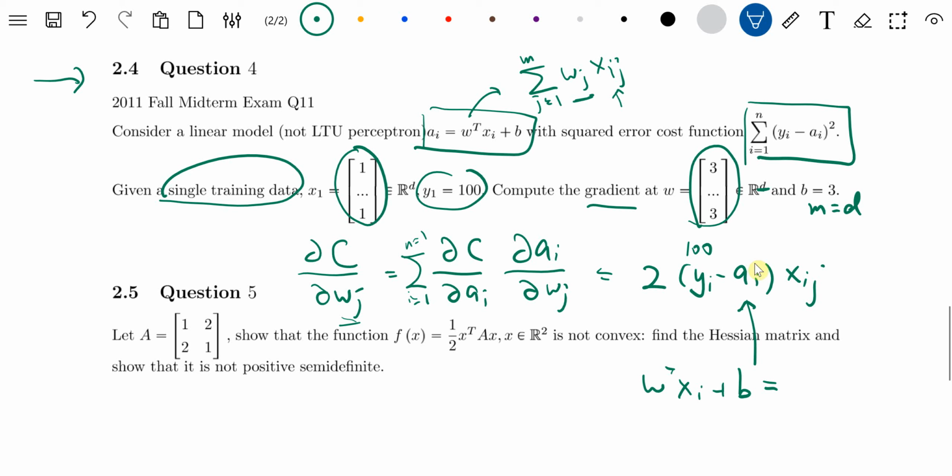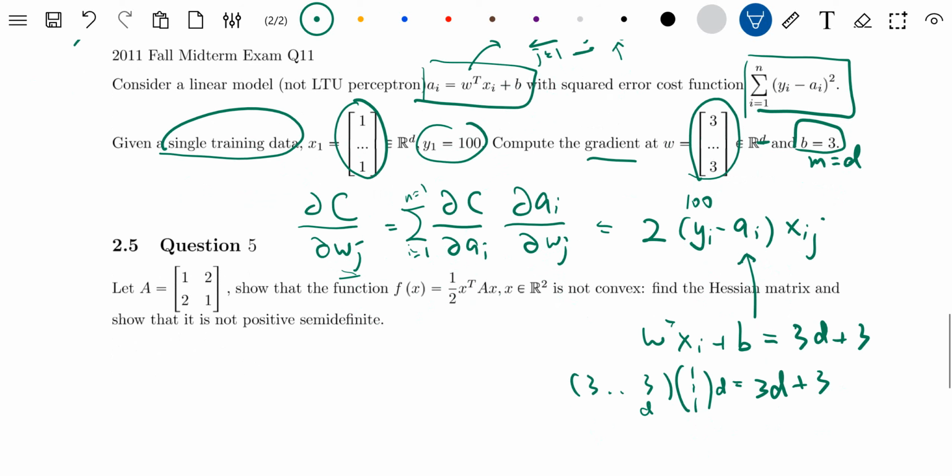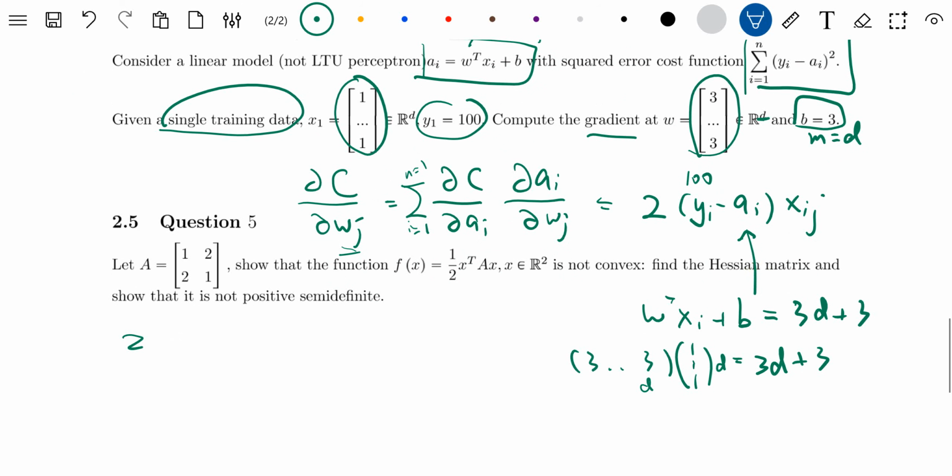So their product: w is 3, 3, 3. There are d 3's, and x is 1, 1, 1, 1, and there are d 1's. So combine them, it's just 3 plus 3 plus 3, so it's 3d basically. And also b is 3, so we know it's plus 3, so this whole thing becomes 3d plus 3. So let's just put them together. 100 minus 3d minus 3.